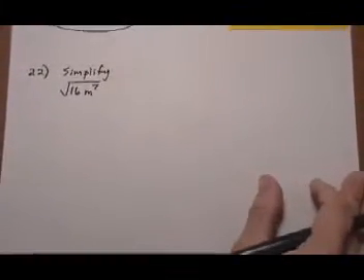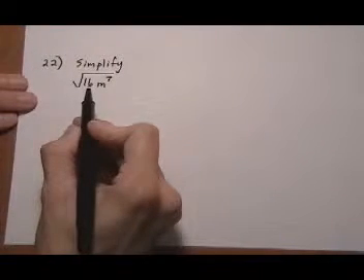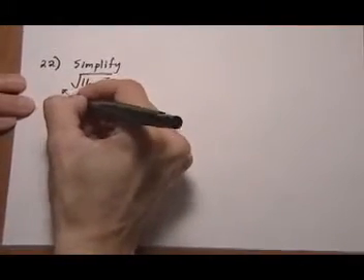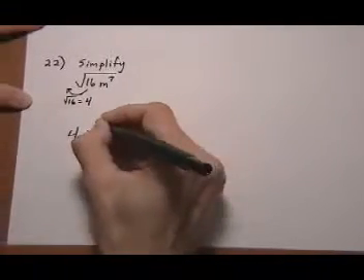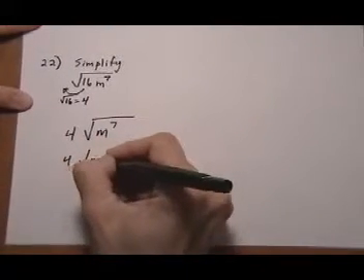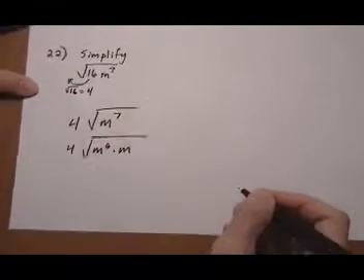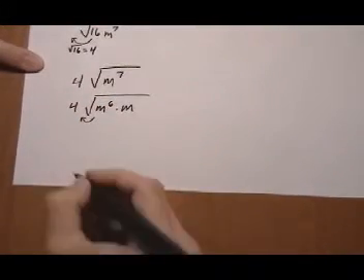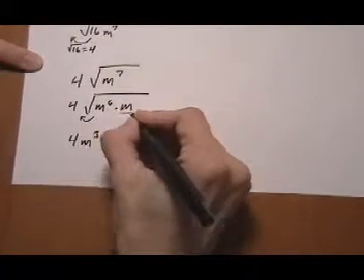Number 22, simplify root 16m to the 7. The root of 16 is going to give us a 4. Let's just go ahead and pull that out. Root 16 equals 4, so we have 4 root m to the 7. For the m to the 7, let's rewrite it as m to the 6th times m. And then we can say square root of m to the 6th is m cubed. So go ahead and do the root of that one. 4m cubed. And the leftover guy is root m.